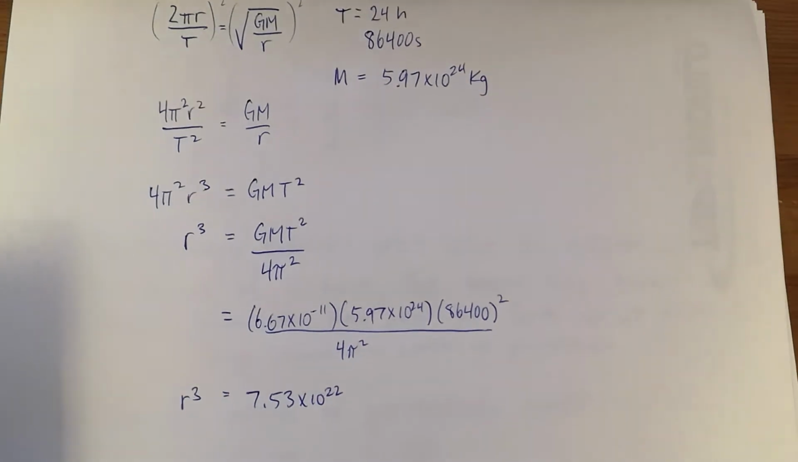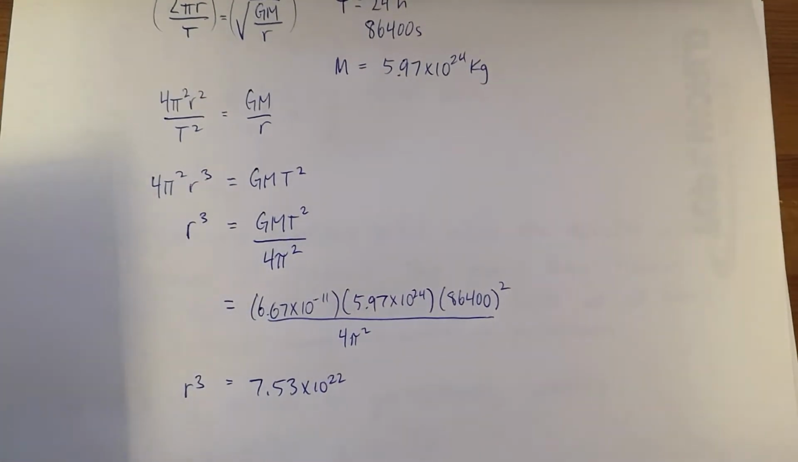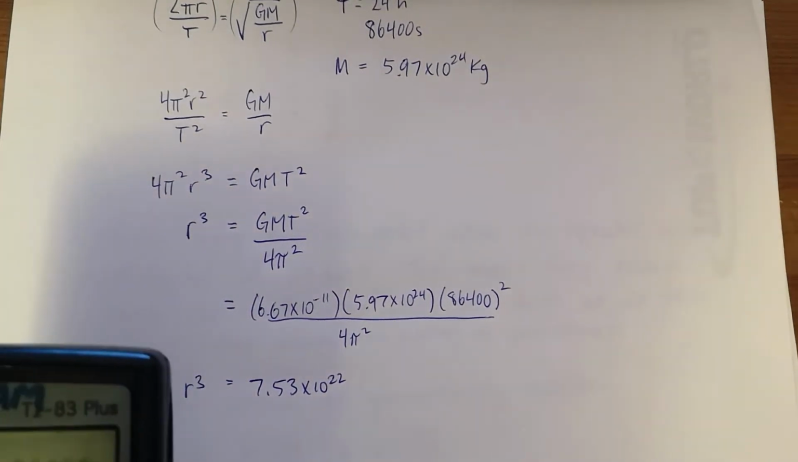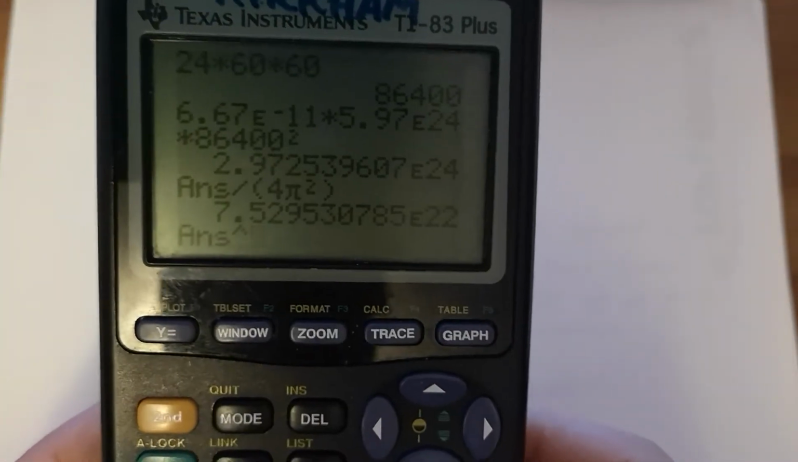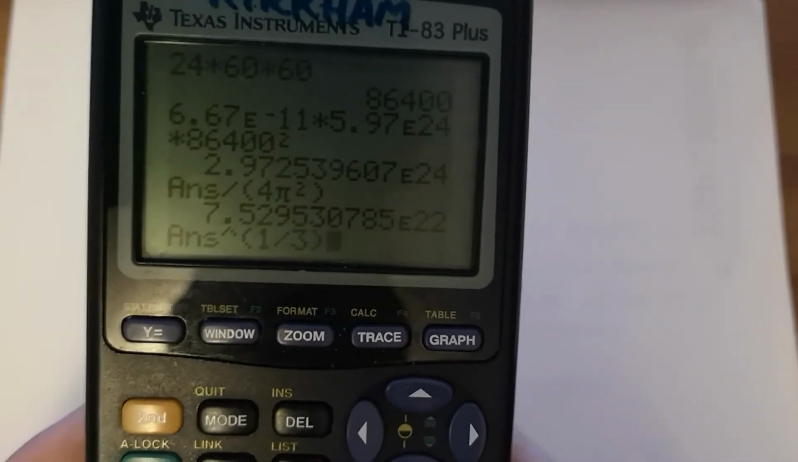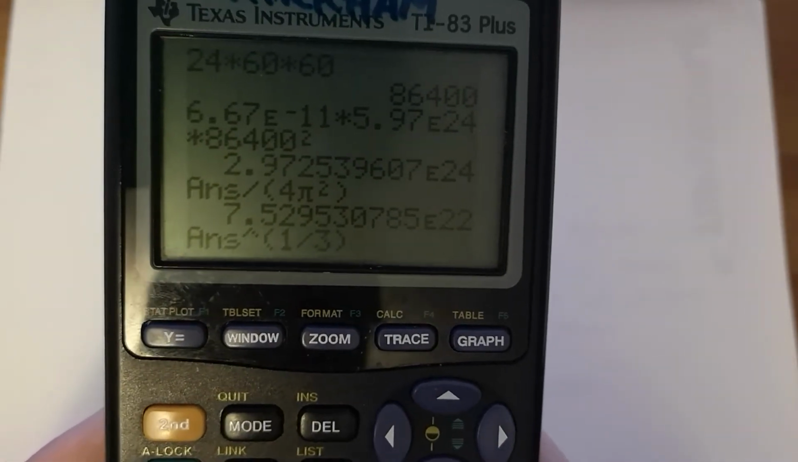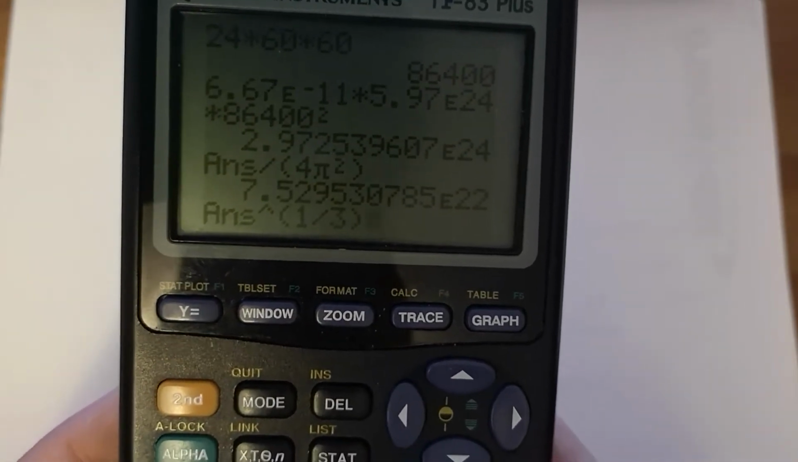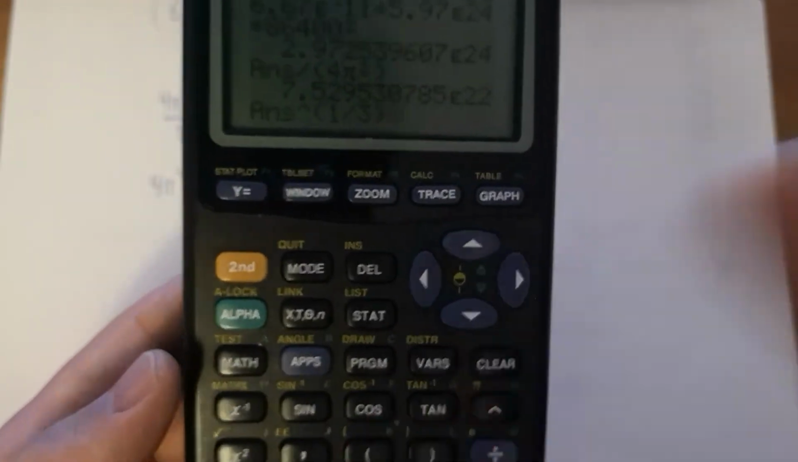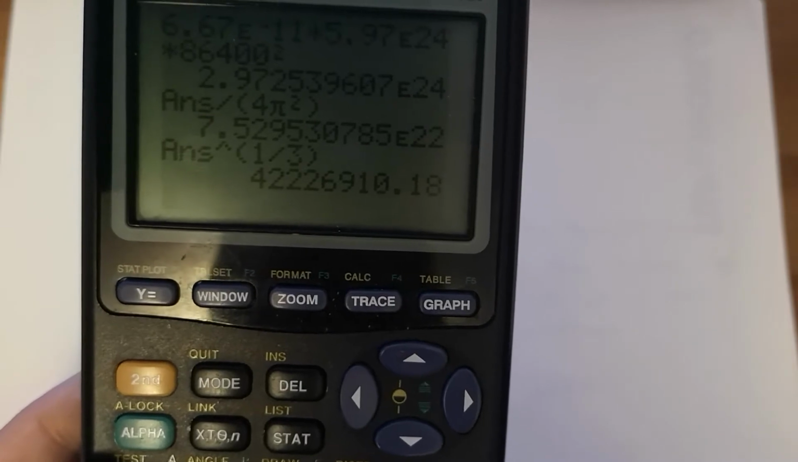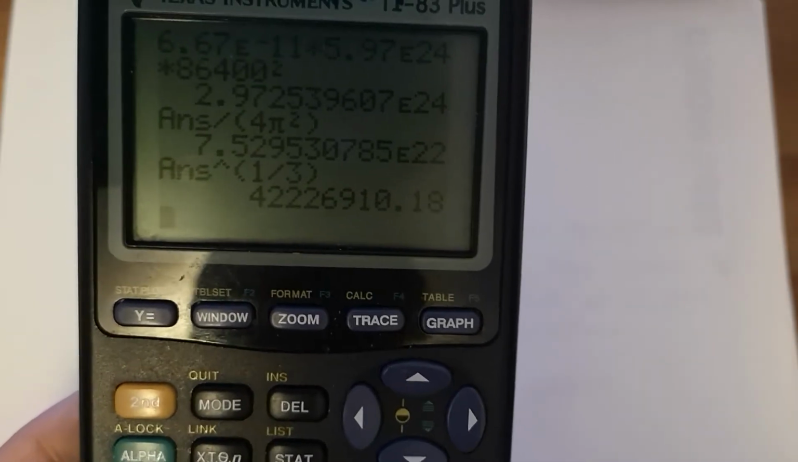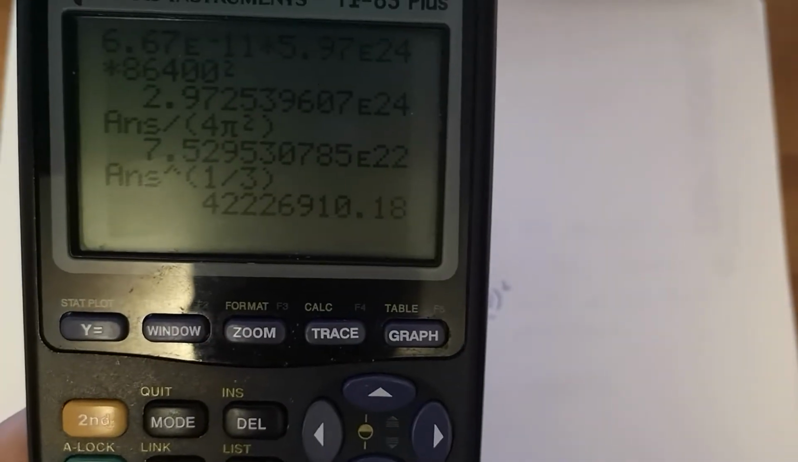That's r cubed, so you need to take a cube root. There's different ways of doing it. Here's what I do. I do to the power of 1/3. That's a cube root. You're welcome. There's another way of doing it. You go into math, I think, but that's what I do. So there's my answer, 4.22 times 10 to the 7.